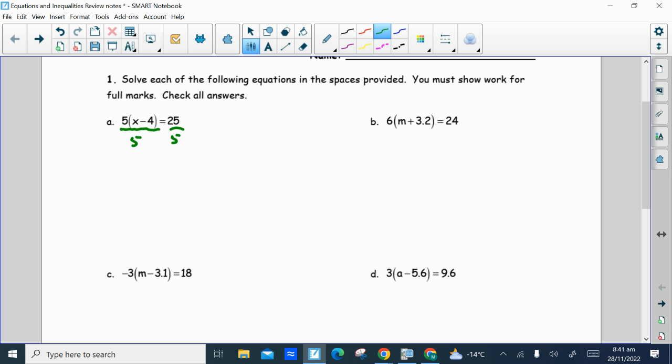The other option, like I said, you could multiply out the brackets and then get the x by itself from there. But because both sides are divisible by 5, and the bracket means times the x minus 4, so the 5 is multiplied by the x minus 4. When we divide both sides by 5, they will cancel. And you're left with x minus 4 on the left, equaling on the right, 25 divided by 5 is 5. And then we just have to add the 4 to both sides to get x by itself.